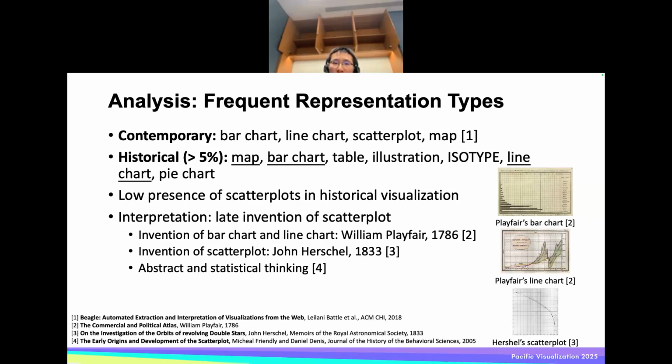And if we want to dig deeper and ask why scatterplots arrive later than other commonly used statistical charts, an interpretation by Friendly and Dennis is that line chart and bar chart were invented to show the trend of a single variable, while scatterplot was invented to examine bivariate relations, which demands more abstract reasoning and statistical thinking.